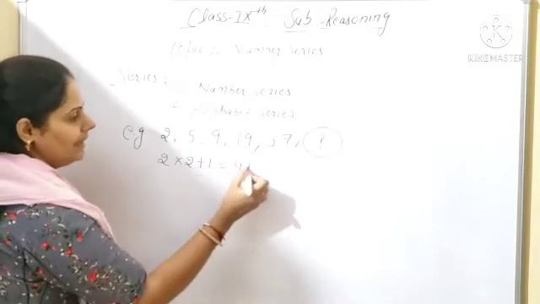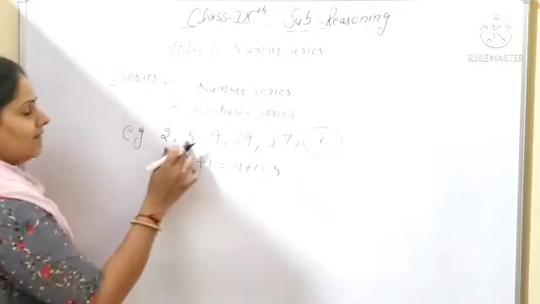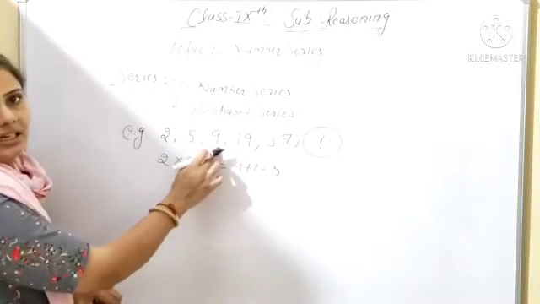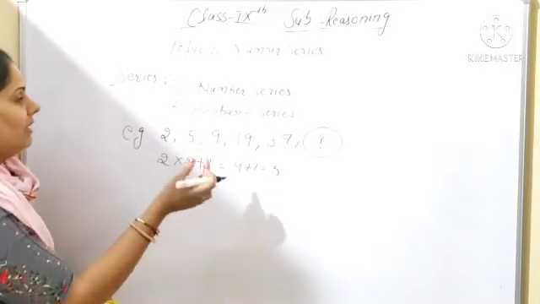2 2s are 4. 4 plus 1, you will get 5. Clear? After that, after 5 you have to get 9. Okay. So how will you get 9?